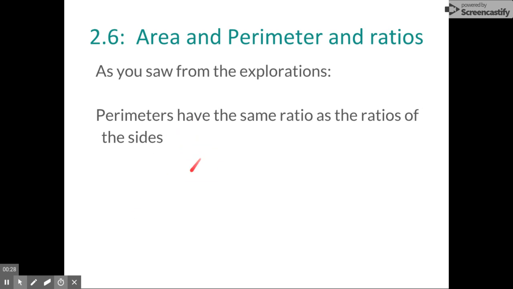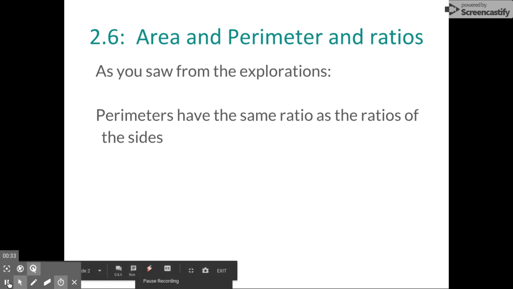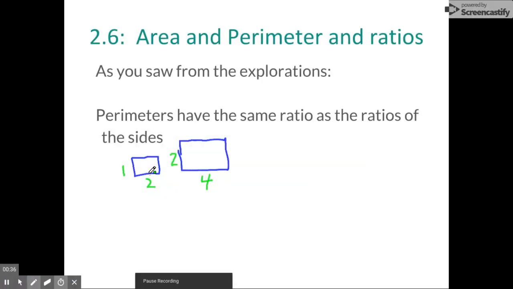For example, if I were to show you one of the parts of the exploration here, when we increased one of the rectangles by a factor of 2, in other words, we make it twice as big each side, the perimeter ended up also being twice as big. See, the perimeter of this right here would be 2 plus 1 times 2, which would be 6. So the perimeter of this is 6. And the perimeter of this would be 2 plus 4, which is 6, times 2. So that would be 12.